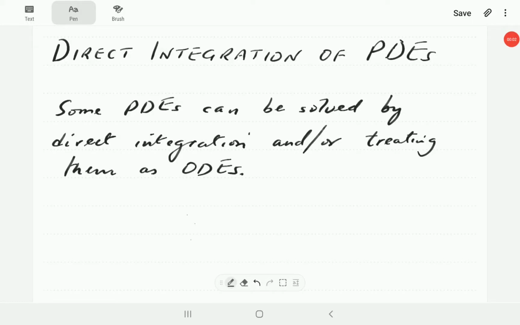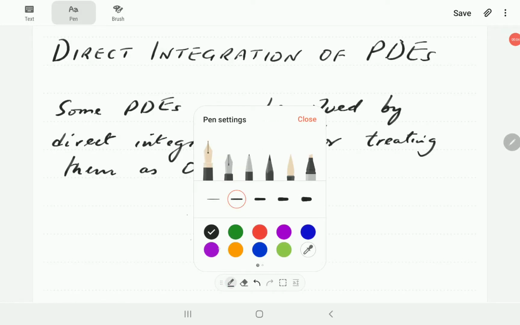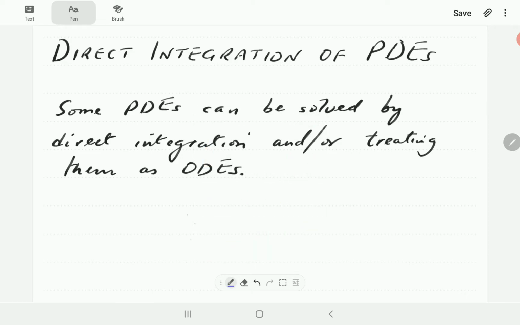Okay, hello. In this video, we're going to look at PDEs that can be solved by direct integration. So there are PDEs that can be solved by direct integration or by treating them as ODEs. We're going to look at two classes of PDEs that are amenable to these approaches.